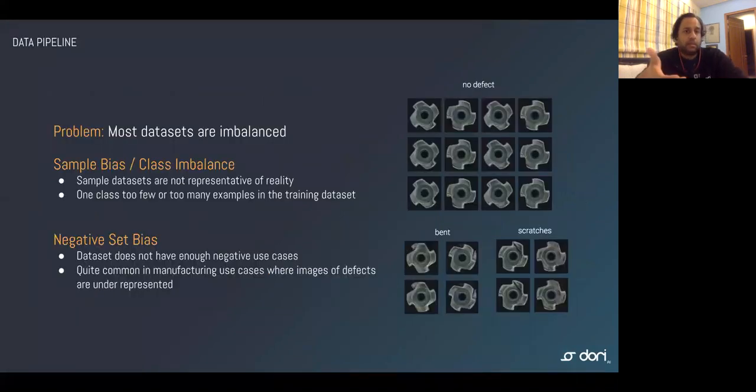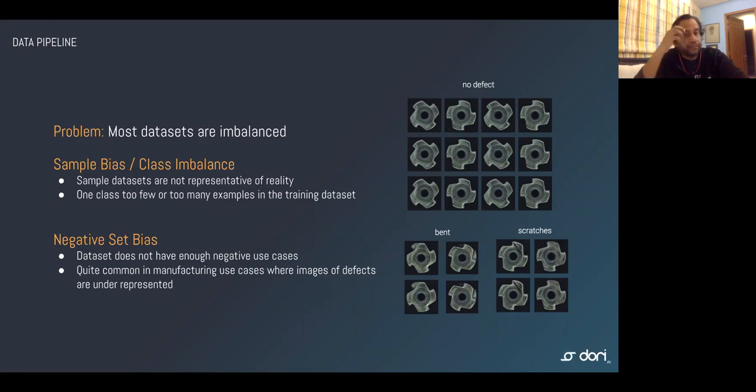So when we get into the data pipeline, there are really two main considerations that you want to look at when it comes to data imbalance. The first is a sample bias or a class imbalance. Most sample data sets that you get are not really representative of reality. There may be either one class that has too few or one that has too many in that training data set. And so in order to account for that, you're going to need to analyze what that label distribution actually looks like.